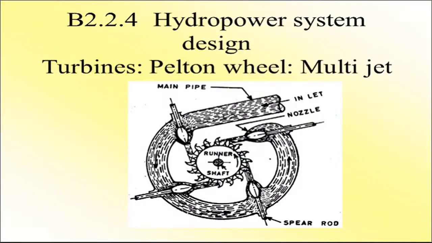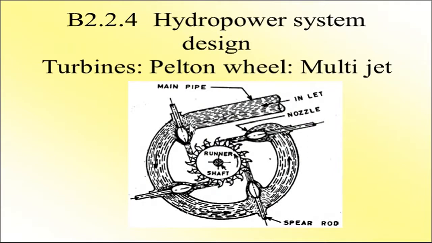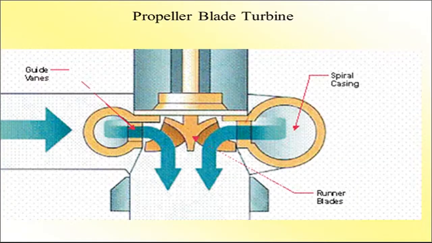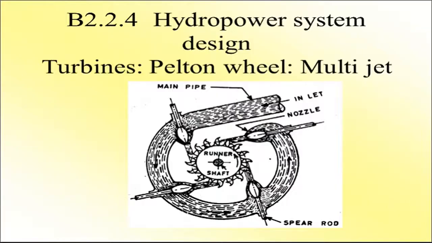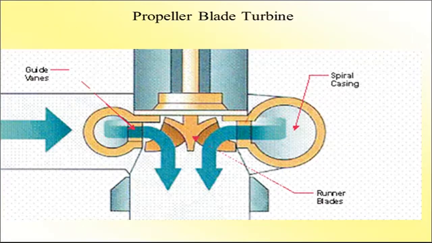Then you can use more than one nozzle. Now the propeller type of turbine. The Pelton turbine is a tangential flow type of turbine. The flow of water is in a tangential direction to the rotation of the rotor, and in the case of a propeller turbine, the flow of water is in an axial direction to the rotation of the rotor.